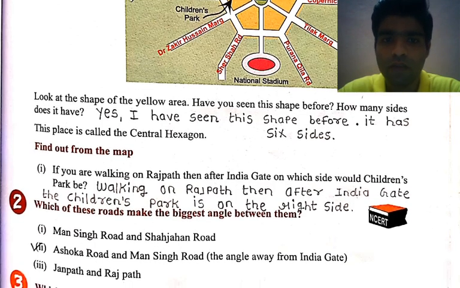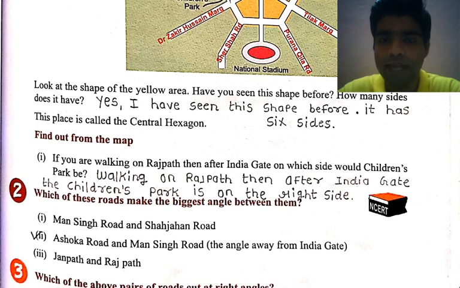Which of these roads make the biggest angle between them? First of all, the biggest angle. In the last video I already discussed the types of angle. These are the types of angle: acute angle, obtuse angle, and right angle.